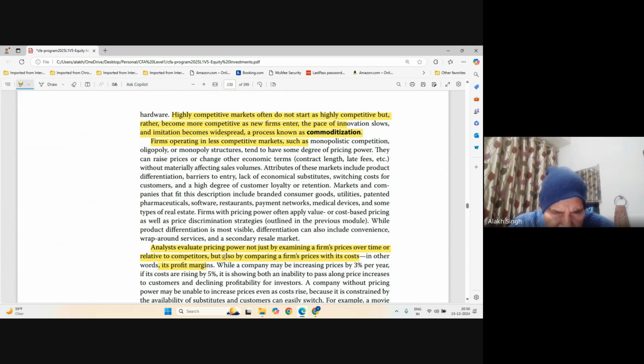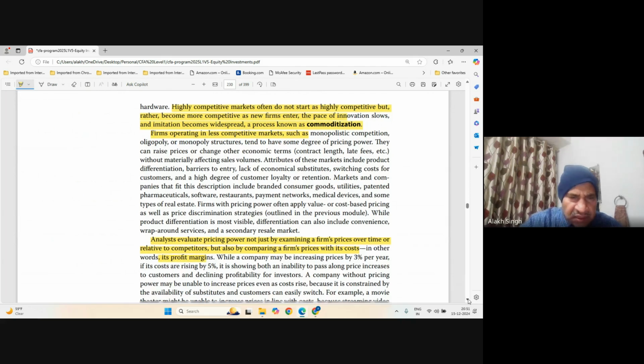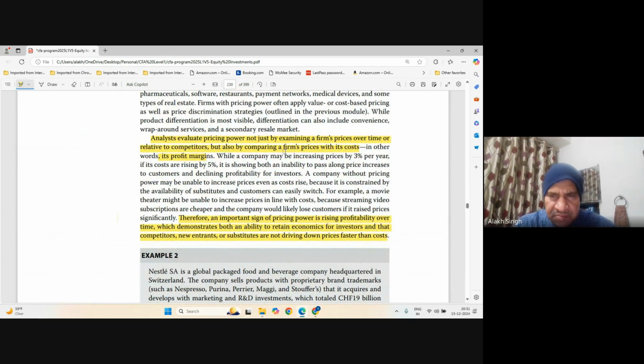Over time, but also by comparing the firm's price to its operating profit margin. That I already told, that if they have a higher profit margin. Therefore, the conclusion: an important sign of pricing power is rising profitability over time. So if the profits are rising over time, I said at least 3 quarters, then the firm is a monopolist, which demonstrates an ability to retain economies for investors.